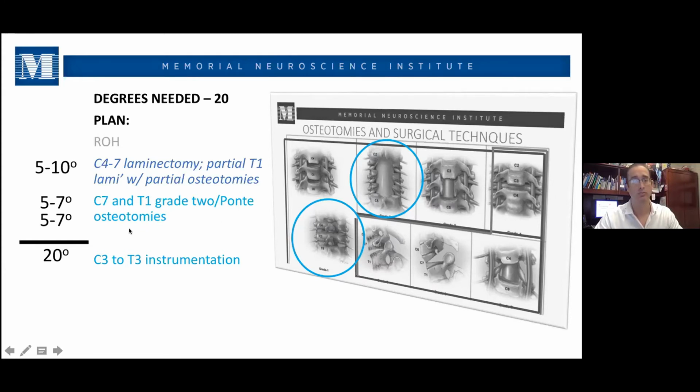So I said, okay, we'll do a surgery just below the subaxial spine at C7 and T1 and do that grade 2 type of full resection of the joint, or Ponte osteotomy. That should be at 2 levels because everything else doesn't move at all anyways. And then we get the correction, hopefully, that we need. Maybe I'll get 5 degrees out of each of those, and then that should cover the 20 degrees.